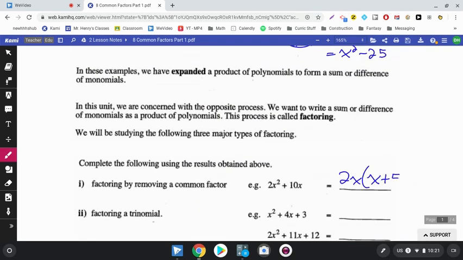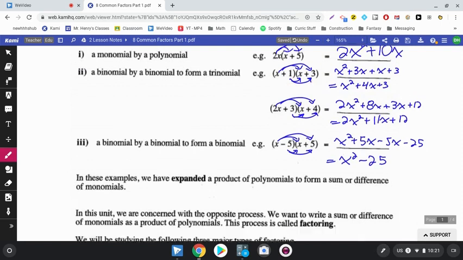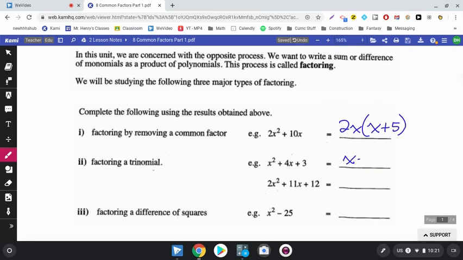So I have successfully factored that polynomial. I've written it as a product because I already knew what the product was. Same thing, x squared plus 4x plus 3. Well, that was right here. Written as a product is x plus 1 times x plus 3. There it is.